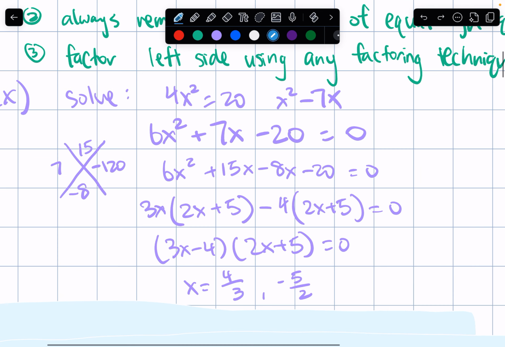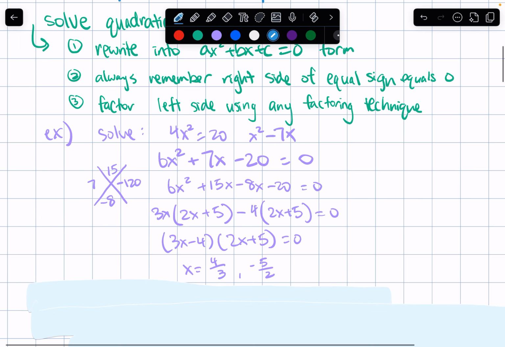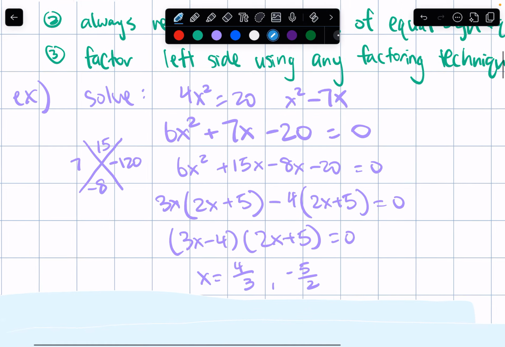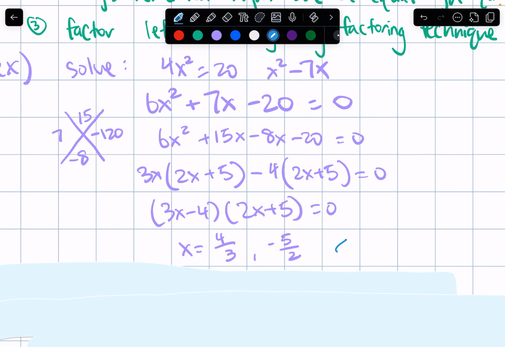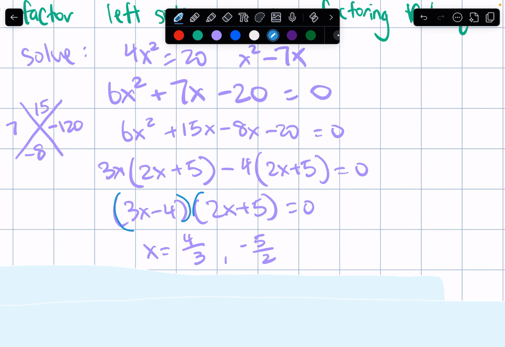So what I did, I put the 7 here, and then I put negative 20 times 6 here, and then I found two numbers that add up to 7 and multiply to negative 120. If you would like another video on how to factor like this, then let me know. So I factored that, and that got me these two solutions. Always remember, you are going to have two solutions. Or not always, but since there's two, then you have to write two solutions.